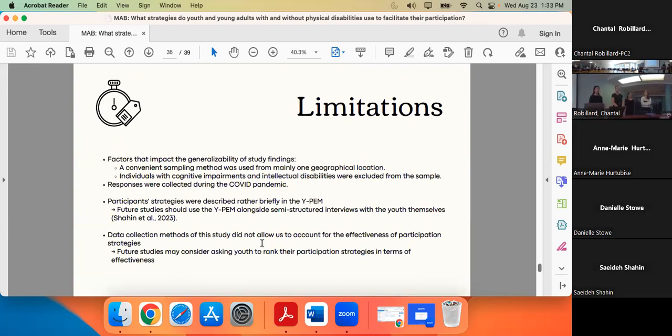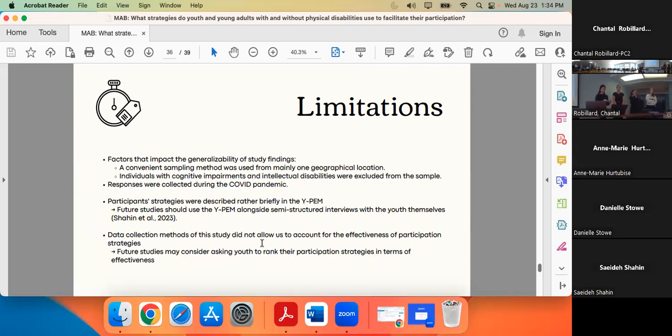So in terms of limitations, there's two factors that impact the generalizability of the findings. The first being the use of a convenient sampling method generated from one geographical location, and the second being the exclusion of individuals with cognitive impairments and intellectual disability. The responses were also really context-based because they were collected during the COVID pandemic. Moreover, the participant strategies are also described really briefly in the PEM, which may have limited our understanding of the strategies. Therefore, future studies should use the PEM along with a semi-structured interview with the youth themselves to allow them to expand on their strategies.